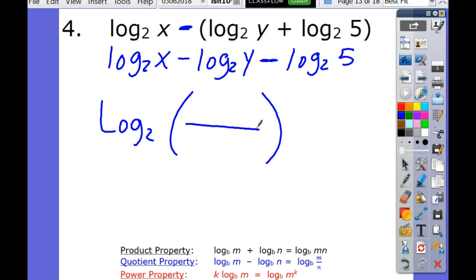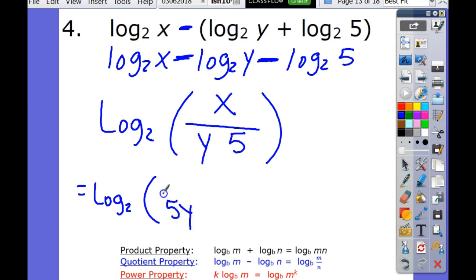Okay, why did I make a quotient there? Why did I make a division? Because I have some things that are subtracted, and so x is going to go on top, and the y is going to go on bottom because that is subtracted, and the 5 is going to go on the bottom because that is subtracted. That's not the usual way to write this. You would put the 5y on the bottom. You would put the 5 first.